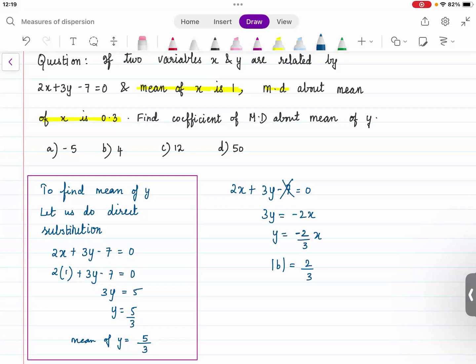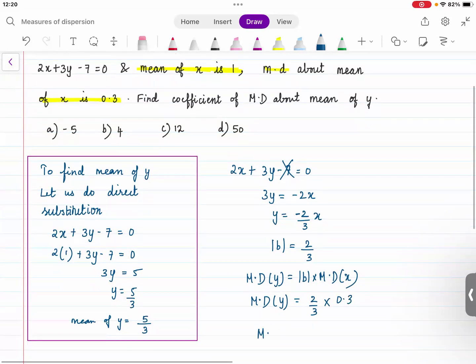What's the relation between mean deviation of y and mean deviation of x? Mean deviation of y is equal to modulus b into mean deviation of x. So mean deviation of y is equal to 2 by 3 into mean deviation of x. What is mean deviation of x? 0.3. So what is 2 by 3 into 0.3? It is 0.2. So this is the second step.